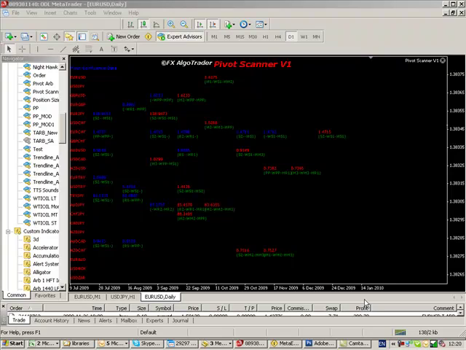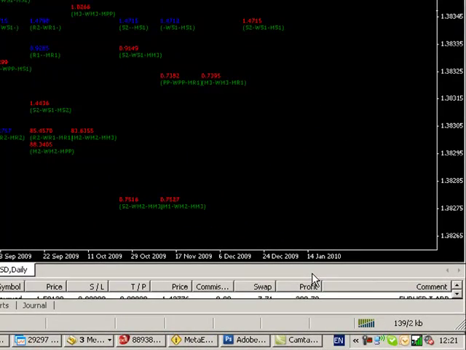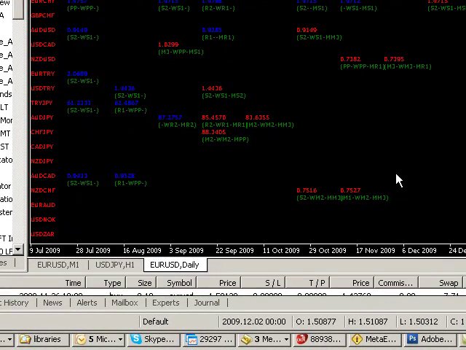Hi, welcome to the Pivot Scanner version 1 introduction. This expert advisor has been developed to track pivot confluences.